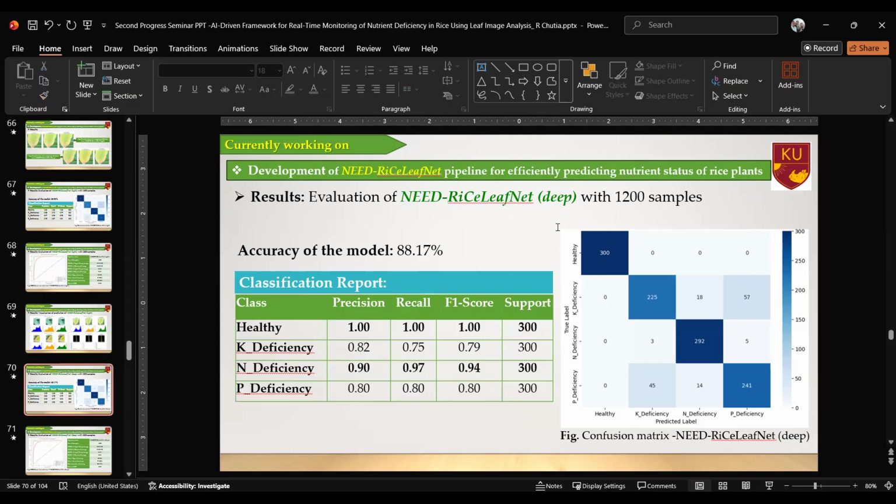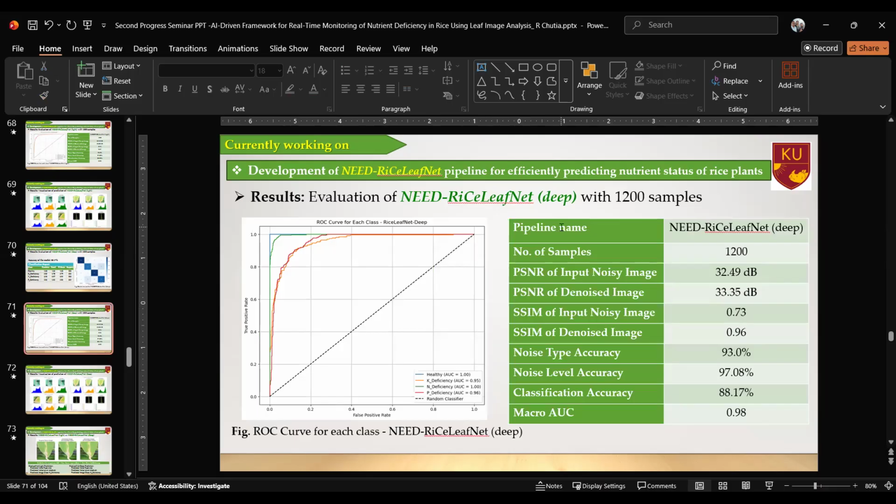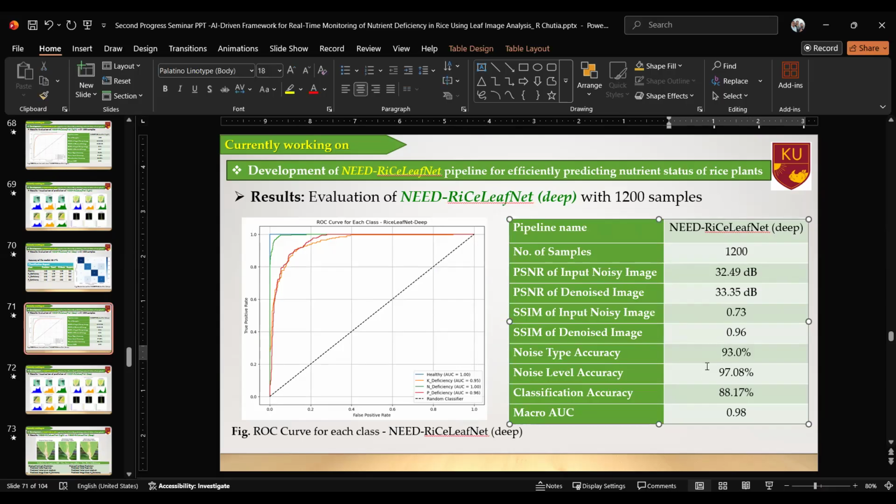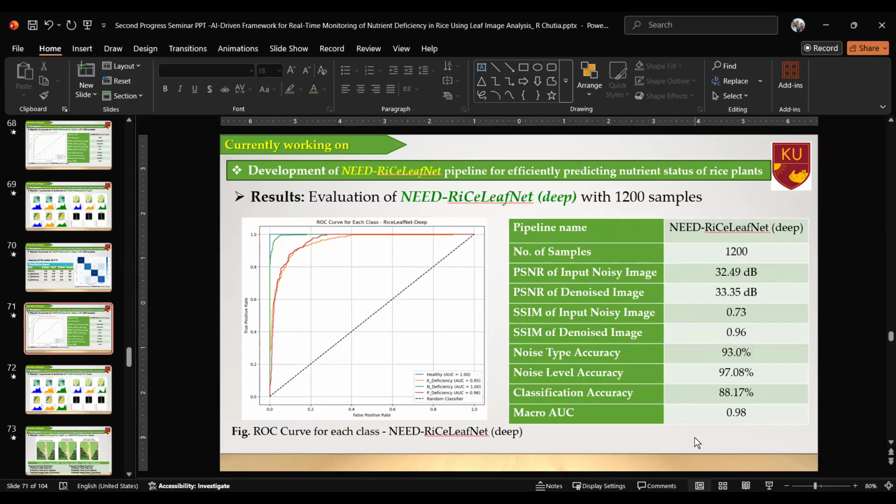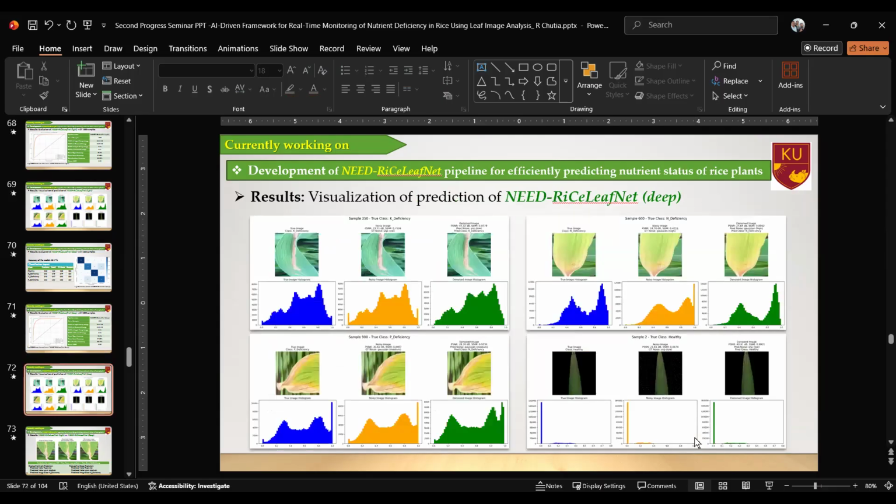This is the ROC curve for each class, and these are the results. There is improvement in PSNR, SSIM, and also classification accuracy, and the noise level and noise type accuracy is very good. Also the macro AUC is very good in the case of both models. Both models have a macro AUC of 0.98. So this is the preview from the Deep model.